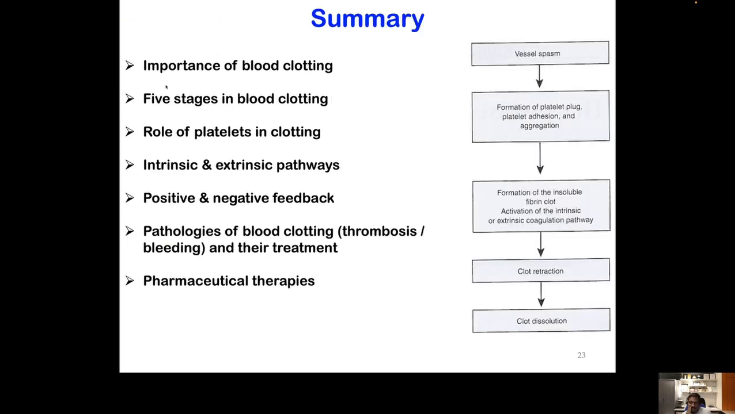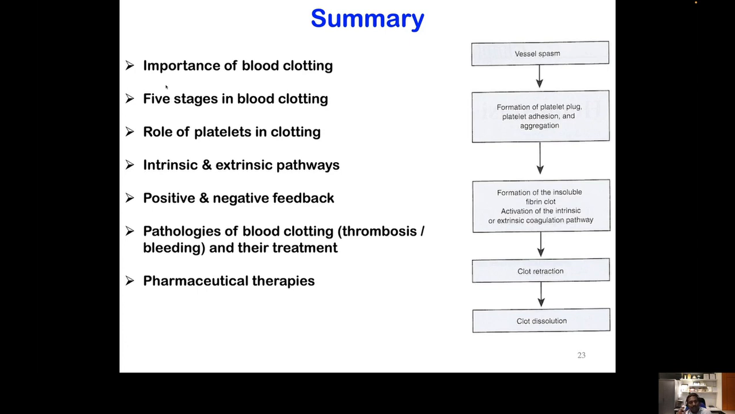So in summary, in this lecture, we talked about the 5 important stages of blood clotting and how each stage plays a critical role in order to prevent excessive bleeding, and to remove the blood clot later on to promote wound healing, and what the negative feedback regulations are both for the platelet side and for the coagulation side. We talked about the importance of blood clotting, because if there is an injury, blood must clot. There is no excuse here, otherwise bleeding will occur. So we've gone through all the 5 stages.